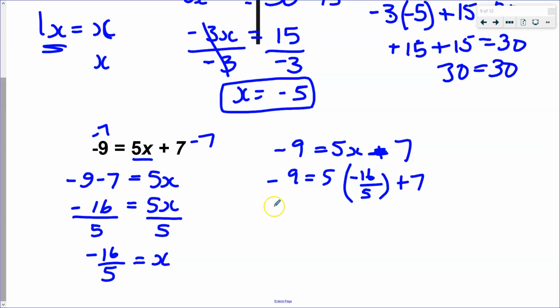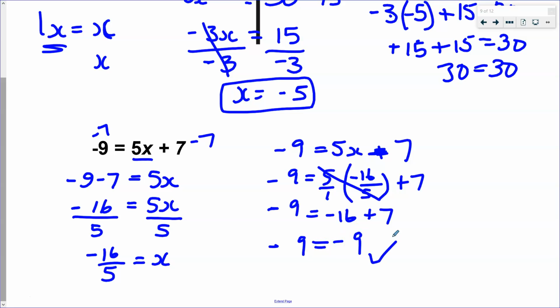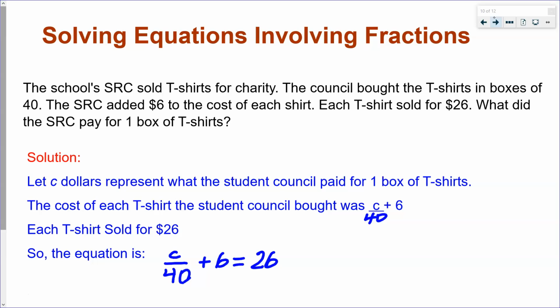Don't panic, you know how to do this. -9. We're going to look on the diagonal here, right? This is the same as 5 over 1. So we're actually going to cross this out because those two are the same. And we're going to get -16 plus 7. And -9 does equal -9. So it is correct. If we're going to go -16 times 5, we would have got that answer, then divide by 5, we're going to get the same answer. Okay, so that's why I crossed those out, because we can look at that diagonal. That again comes from the integers unit. So there we have that, and let's move on to one more step involving fractions.